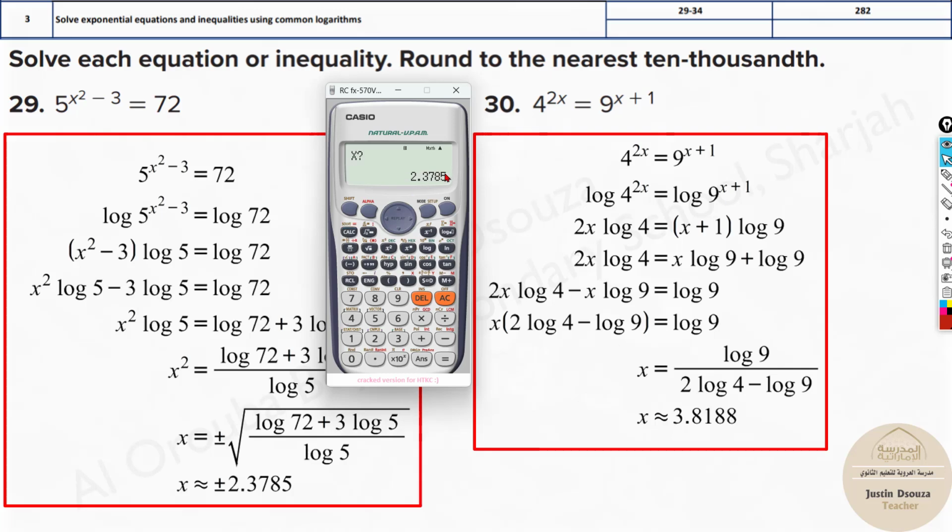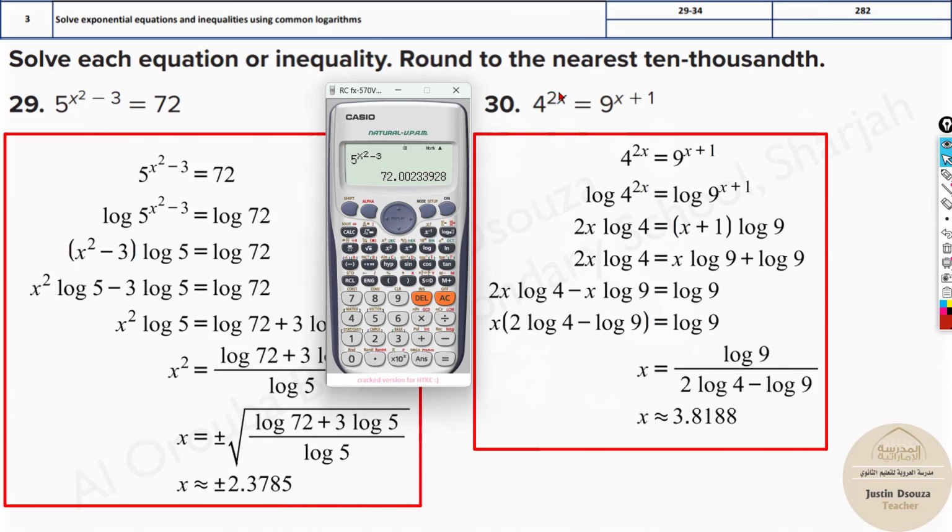And let me just change that to minus 2.3785. If I reduce one more decimal, this is not accurate enough. So at least 4 decimals are required. When I do it with 4 decimals, I'm getting a closer answer to the actual answer, 72. So this is how I can deduce this as the correct answer.